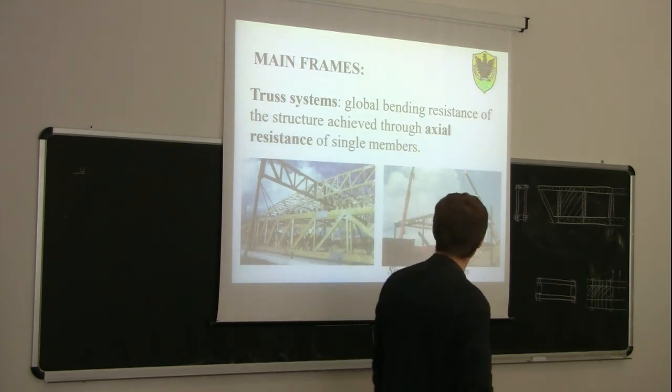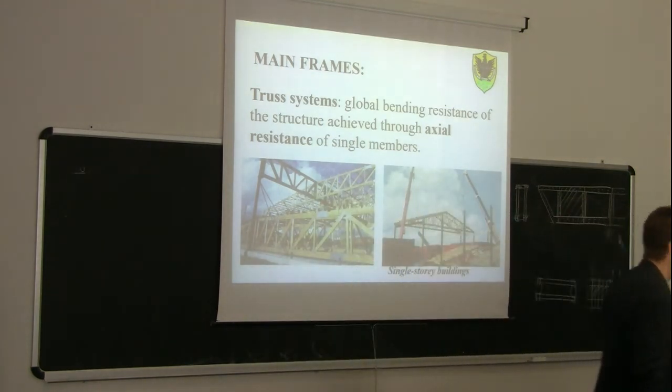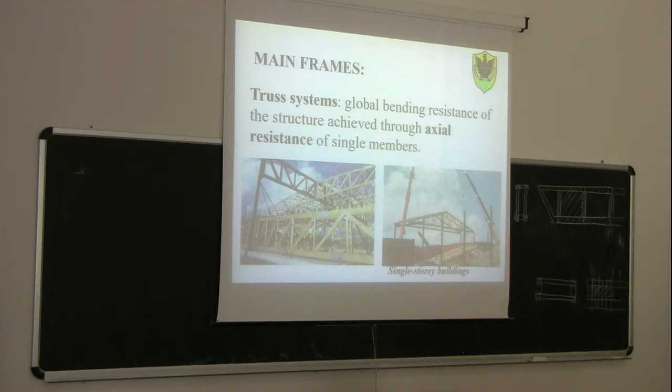Unlike portal frames, in truss systems, the resistance to the global bending moment is achieved through axial resistance of the members. So in this case, we have a global bending moment resistance, but the single members are loaded in axial force, not in bending. So you will have, for example, here tension in the lower member and compression in the higher member. So we design those members for axial force, not for bending.